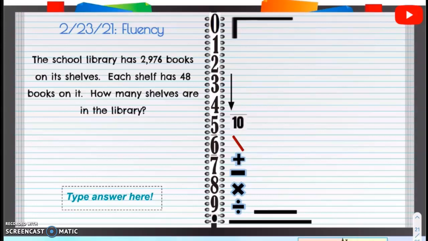Fluency. The school library has 2,976 books on its shelves. Each shelf has 48 books on it. How many shelves are in the library?